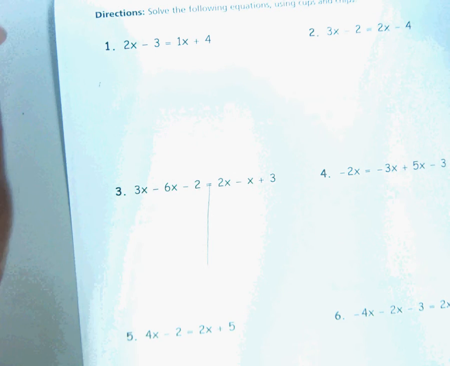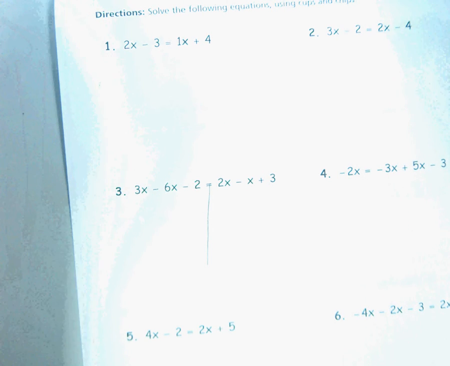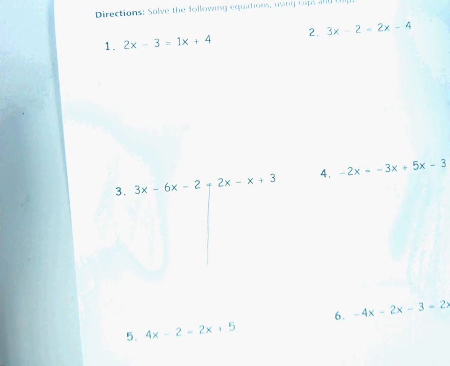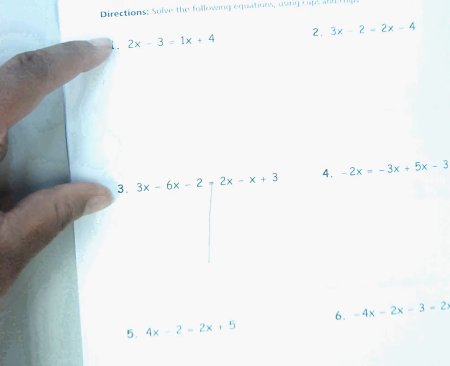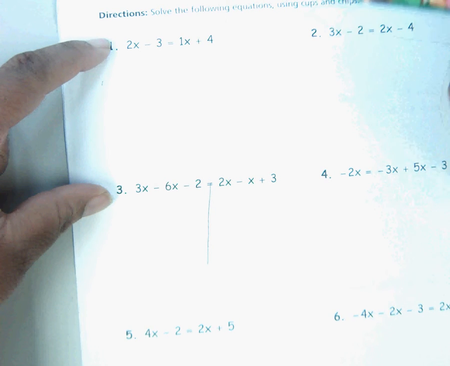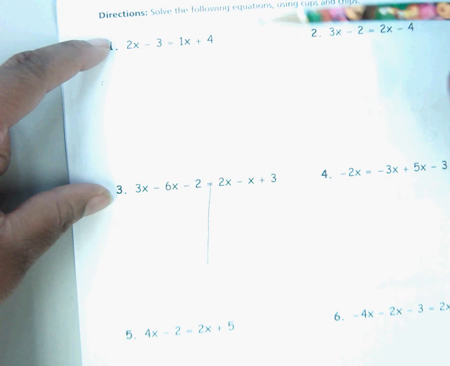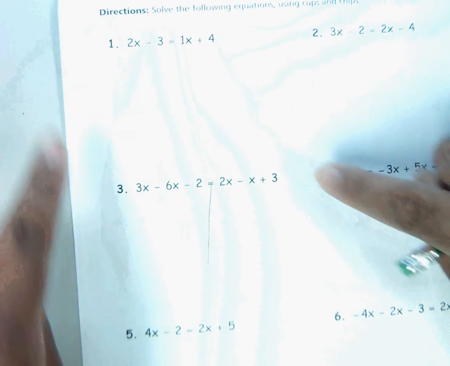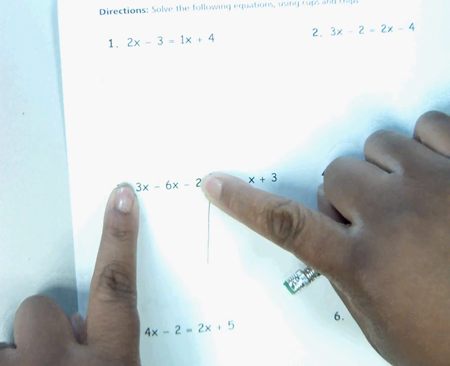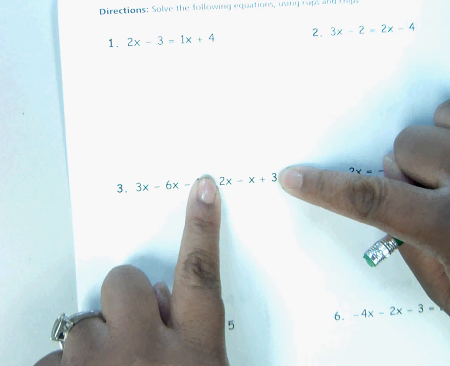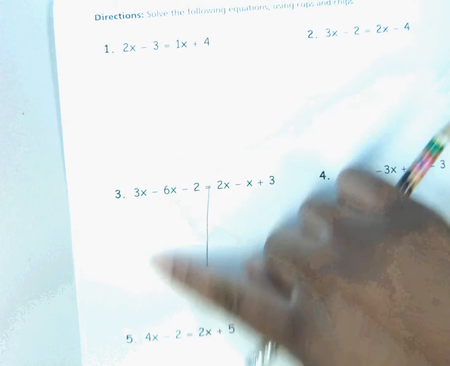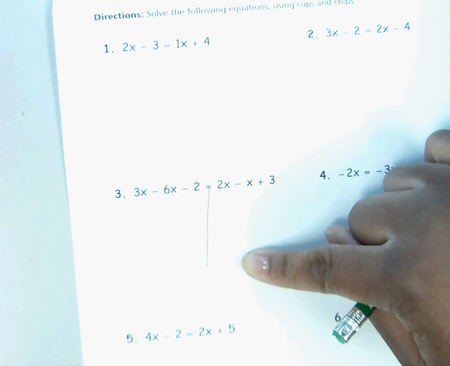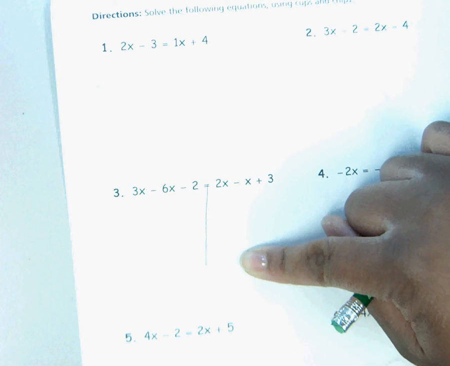Okay, so we're in fourth period. Mariana asked a question about how to do the problems on this page. We were talking about the difference between number 1 and number 3. In number 1, everything is simplified on each side. But on number 3, it's not simplified on this side, nor is it simplified on that side. So let's simplify each side first, and then we can solve.